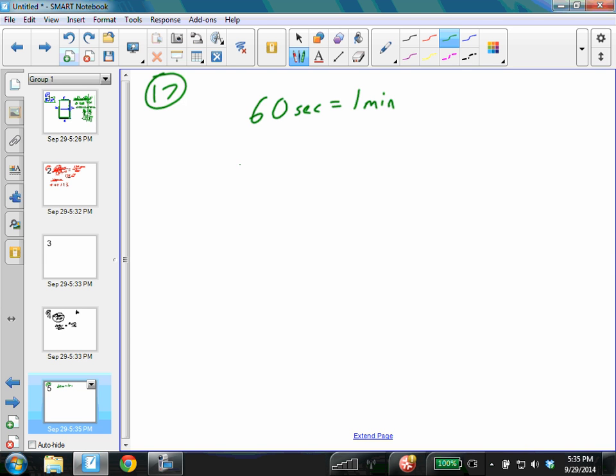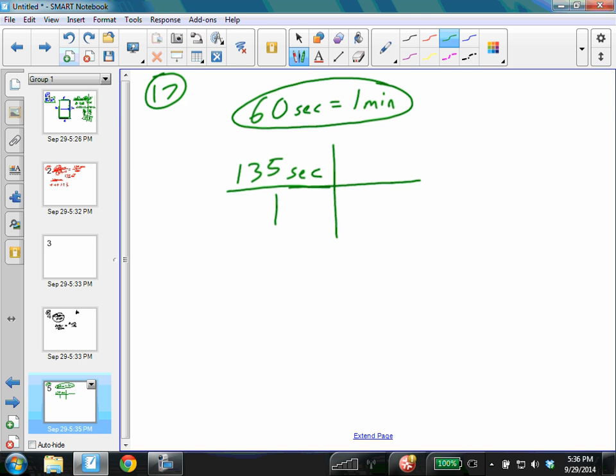Now, it wants us to use that to convert 135 seconds into minutes. So this is what we have, is just 135 seconds, and we want to change it into minutes. So this is a simple problem. I'm just going to put this over 1, right? So 135 seconds over 1. And now remember, we need to put these in some order. One of them's got to go on top, and one of them's got to go on bottom. So I have two options. I can put 60 seconds on top and 1 minute on bottom, or I can trade them. I can put the 1 minute on top and the 60 seconds on bottom.